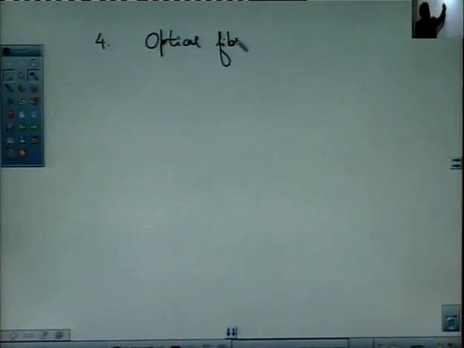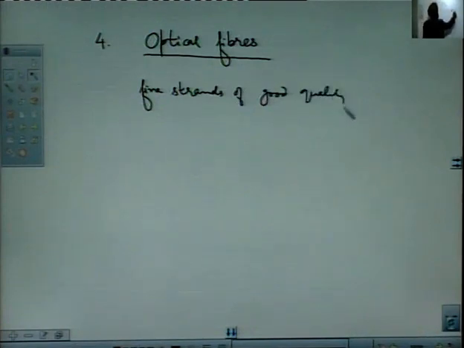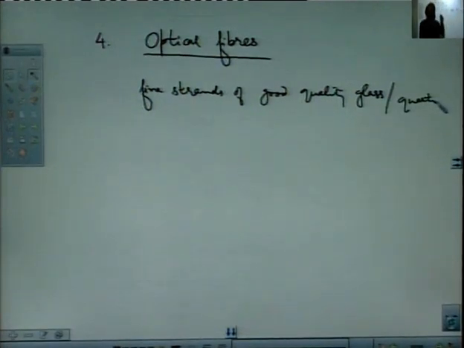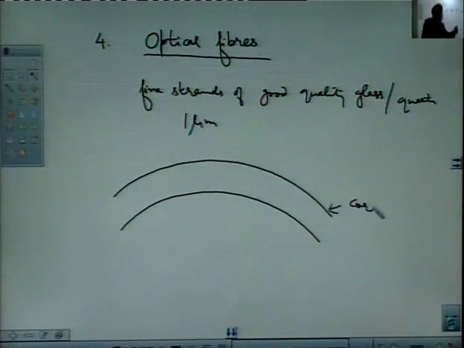Another important application is optical fibers. These are very fine strands of good quality glass or quartz. Their thickness is 1 micrometer. We have this core of mu 1.7, say.